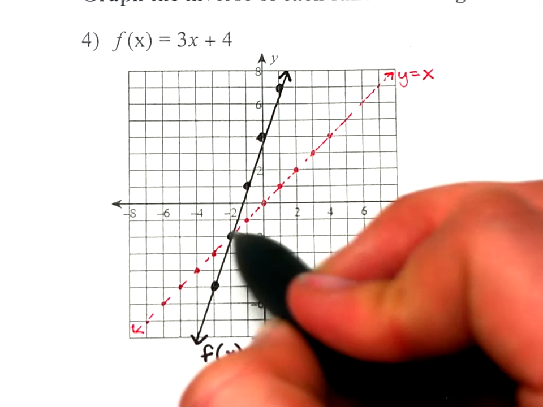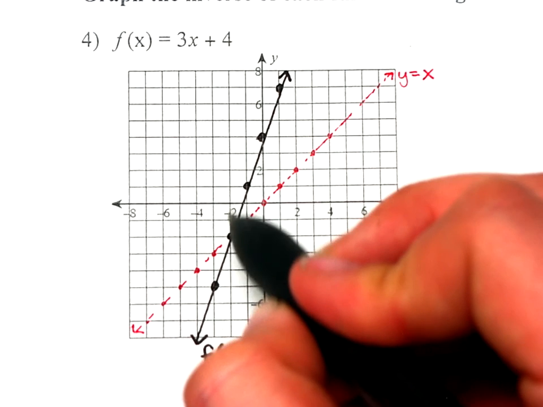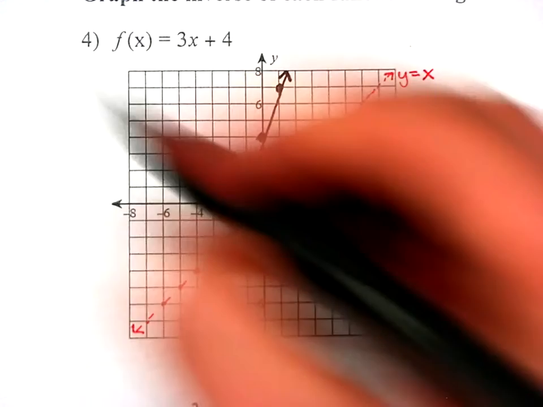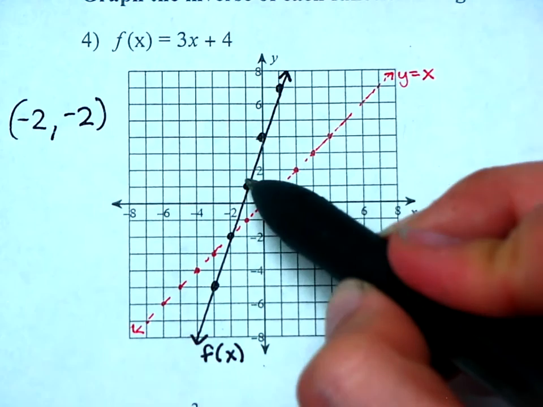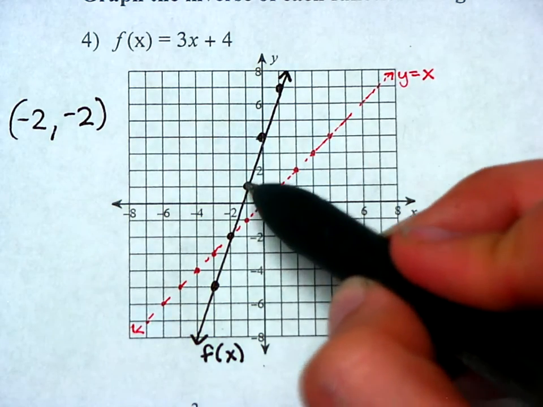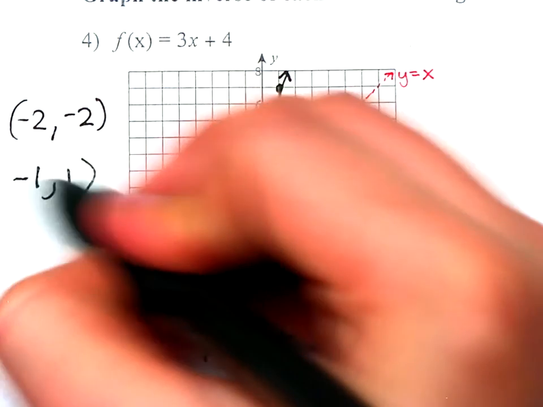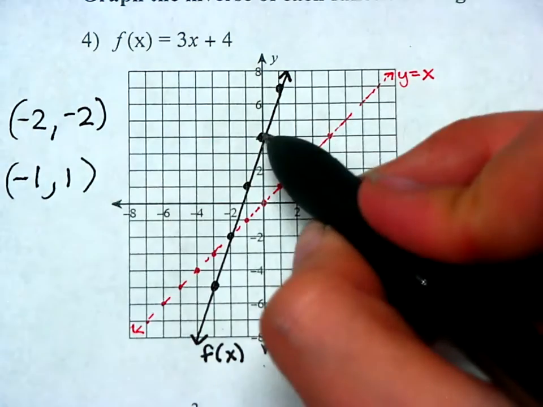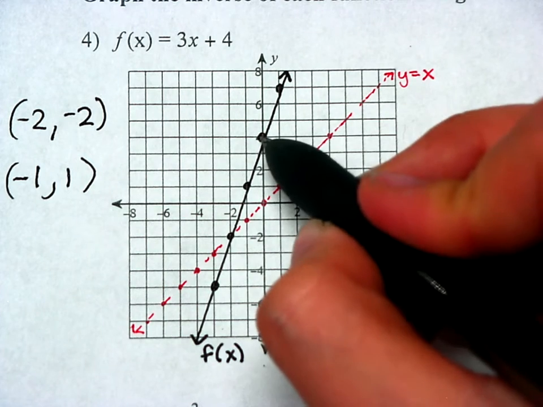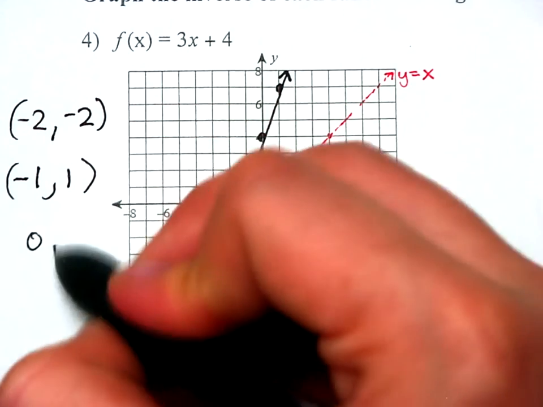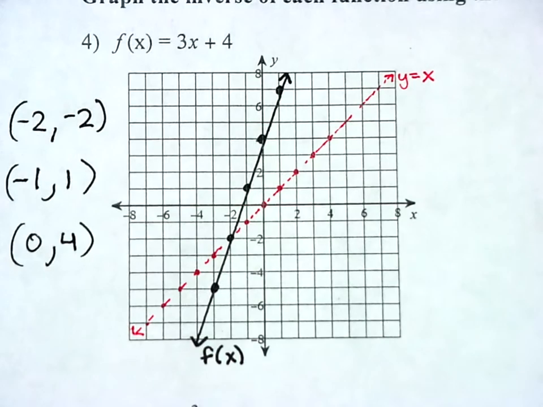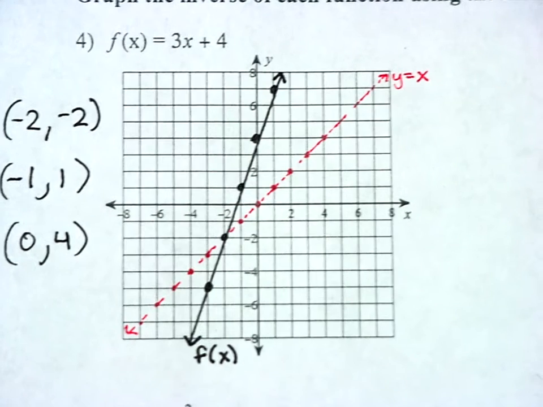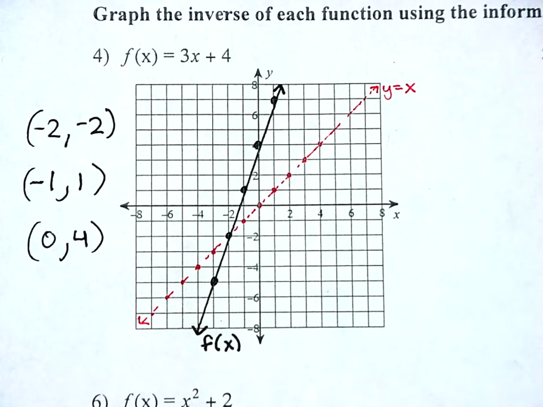So the first one I see right here is the point -2, -2. And I see one right here. This is the point -1, 1. And then let's do one more. I see the point 0, 4. Okay, you can do more or less than this, but this is just for notes purposes so you guys can see how these points change when we draw the inverse.